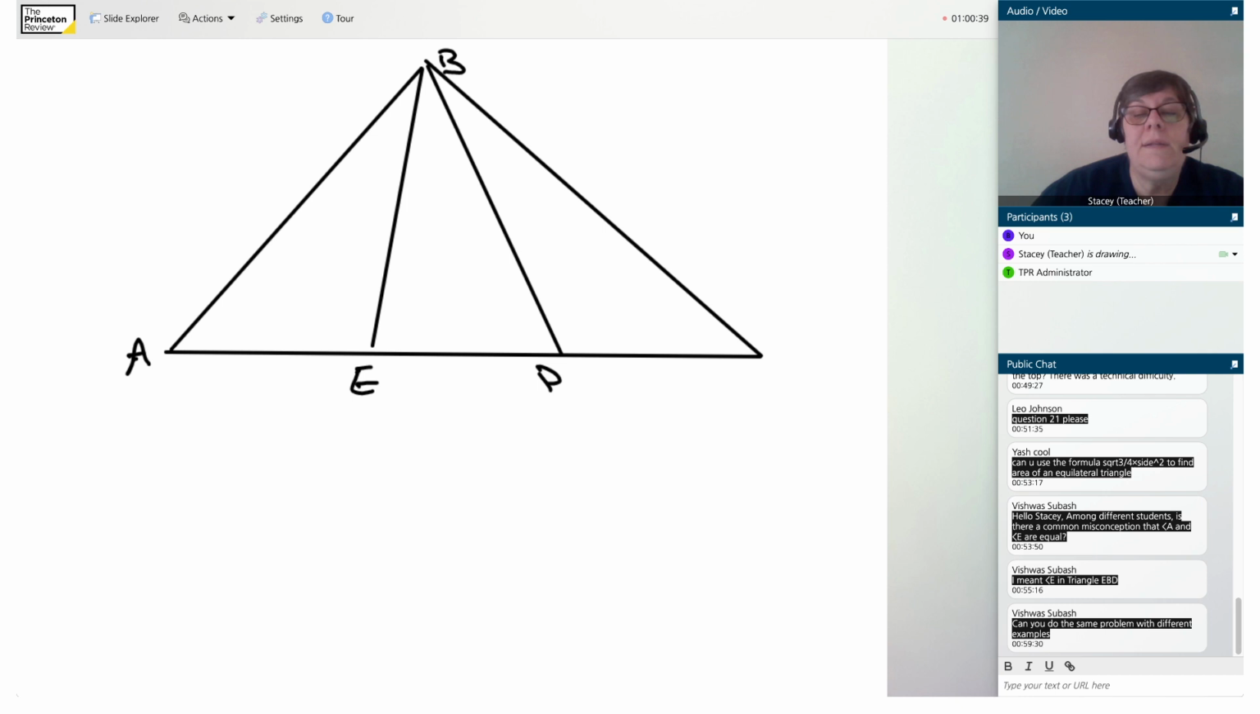We're going to keep AE equal to BE equal to BD. But instead of EBD being 40, let's make this 25. If EBD is 25, what do I know? This triangle is an isosceles triangle. Two equal sides means that these angles have to be equal to each other. I have 180 degrees in the triangle.